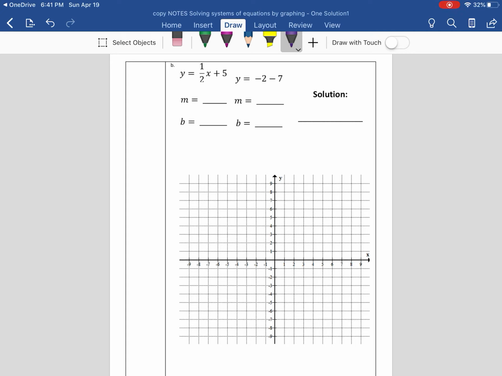All right, and now today's worksheet, all of yours will have only one solution today. All of them will cross at one point, just like that one we did. All right, let's practice another one. Let's do this first one first.